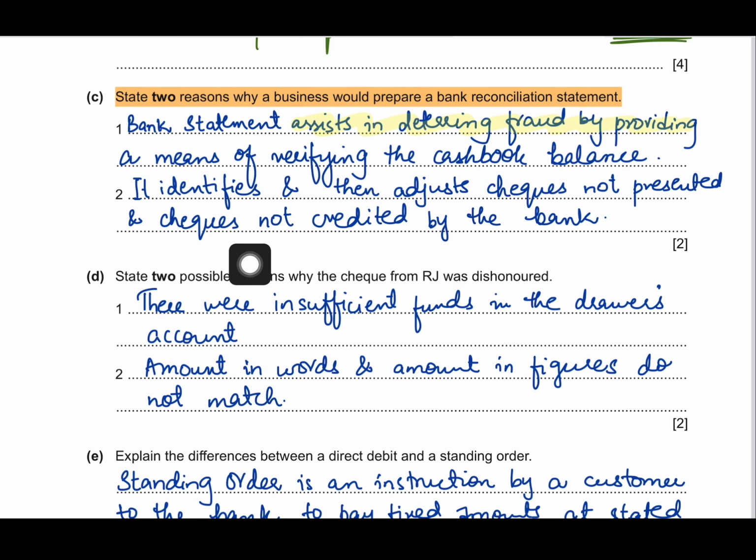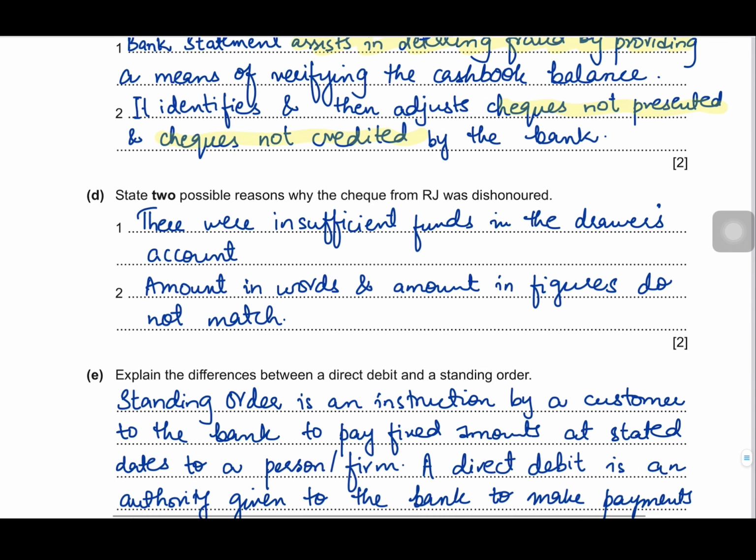The second is very easy: it identifies and then adjusts checks not presented and checks not credited by the bank. So unpresented and uncredited checks can be located, found, and then adjusted through the bank reconciliation statement. You can also write points such as it helps in identifying dishonored checks, out of date or stale checks, or any omissions or errors made in the cash book can also be corrected. And similar points such as any standing order or direct debit payment can also be written.